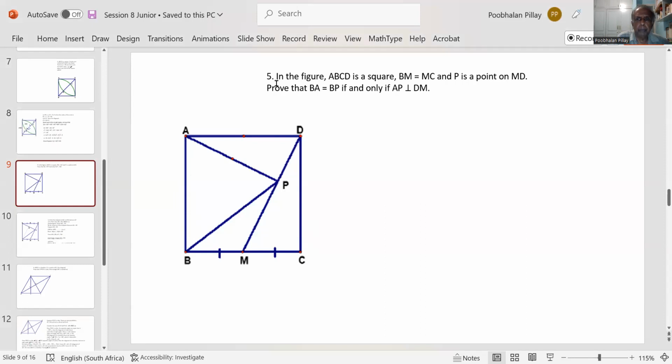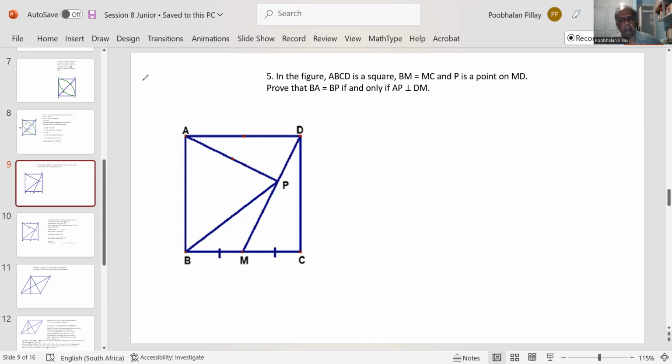And then this midpoint is joined to this to get DM. And now you choose a point P on this line. And then you are asked to prove the strange thing. Prove that BA equals BP if and only if AP is perpendicular to DM.